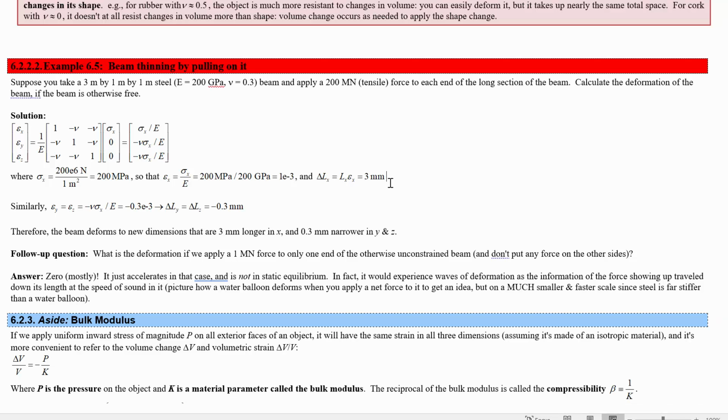Let's try and make it real. Really picture this 1 meter by 1 meter by 3 meters steel slab. That's huge, right? This is a big piece of steel. And we're going to take a 200 meganewton force and put it on each end of the long section of this beam. That is a massive force, 200 meganewtons.